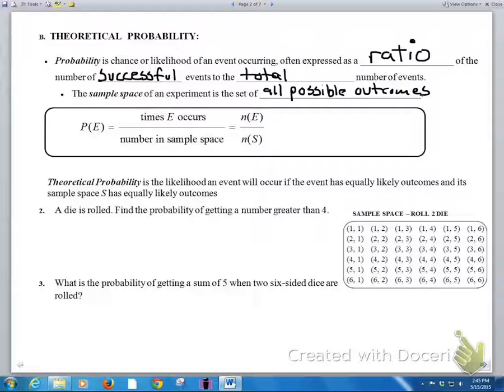So when we take a look at the sample space of rolling 2 dice, there's 36 members in the sample space, and you can see in that sample space they're all the different possible rolls. So there's 36 of them.